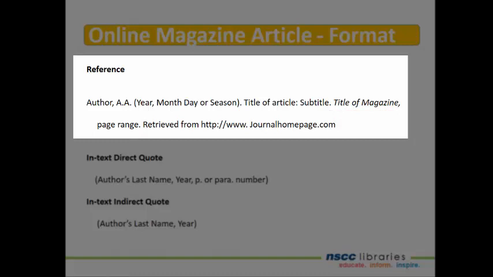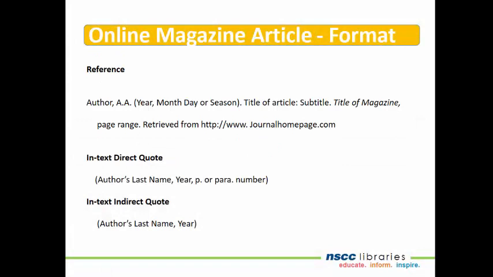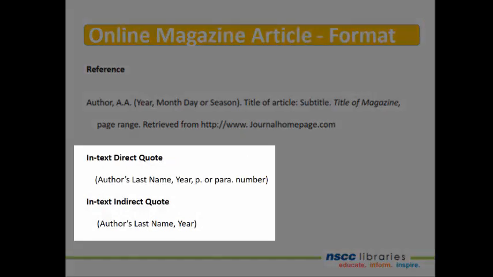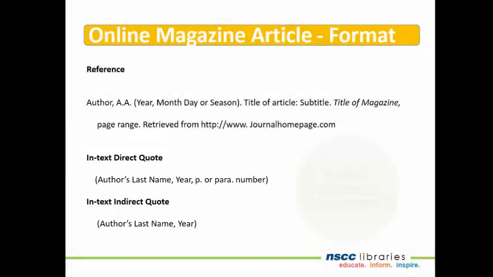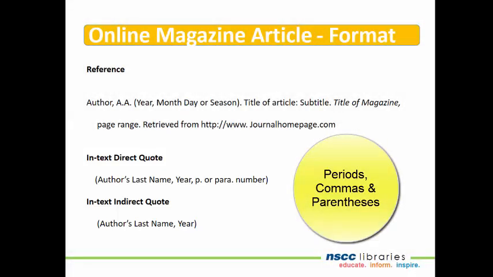Most magazines and newspapers do not have digital object identifiers or DOIs. Instead, add retrieve from and the URL or web address of the home page of the magazine. Do not link to the article. The in-text citations for direct and indirect quotes follow the standard format. Note the use of periods, commas, and parentheses throughout the example.